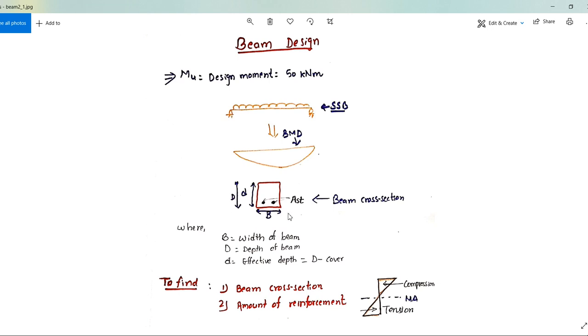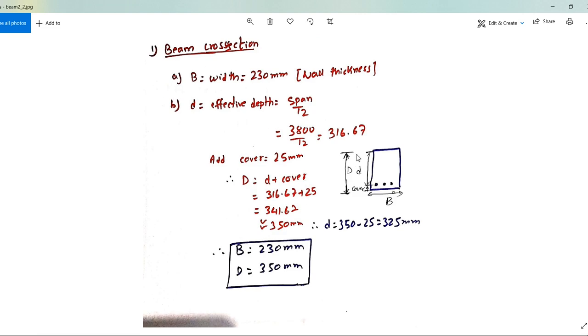Capital B is the width of the beam, capital D is the total depth, and small d is the effective depth. Ast, that is the tension reinforcement, is what we have to find. Let's find out the difference between capital D and small d, that is, total depth and effective depth.